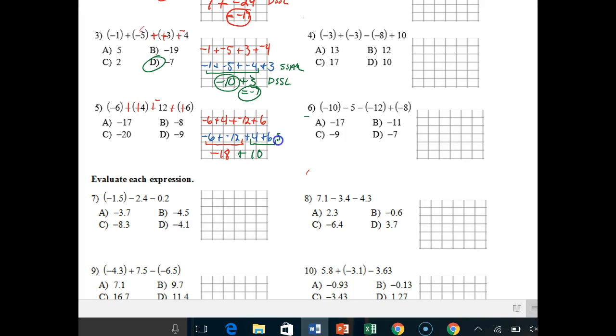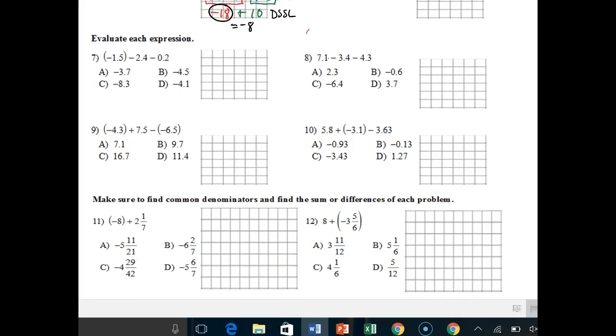Now we finally have a DSSL. So this area was the same sign, add, keep. We have DSSL here, so we will subtract -18 minus 10. So 18 minus 10 is 8, but it's -8 because I had more negatives than I did positives. I'd pause and do number 6 if I were you.